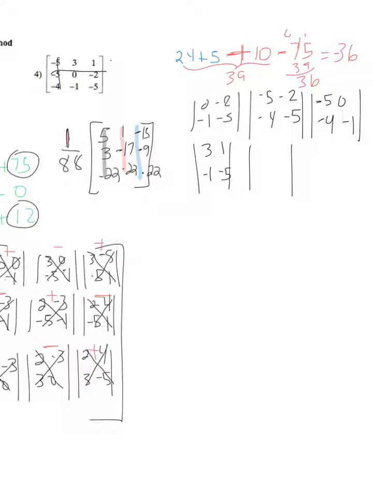Now I need the middle one. That gets rid of those rows and columns, leaves -5, 1, -4, -5. And then the last one's right, whoops, wrong one. This one is going to be the 2, so that's going to get rid of those. So that's going to have a -5, 3, -4, -1.